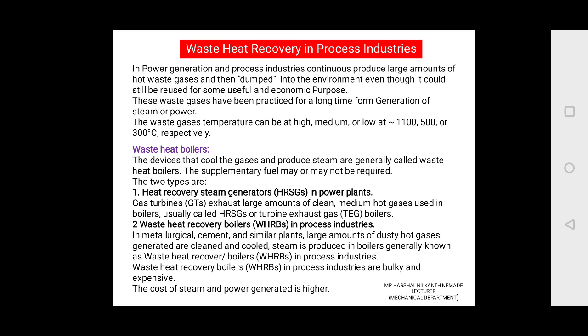The two types are, first, the heat recovery steam generator, its abbreviation is HRSG, in a power plant. Gas turbines exhaust large amounts of clean, medium hot gases which are used in the boiler, usually called HRSGs, or a turbine exhaust gas TEG boiler.